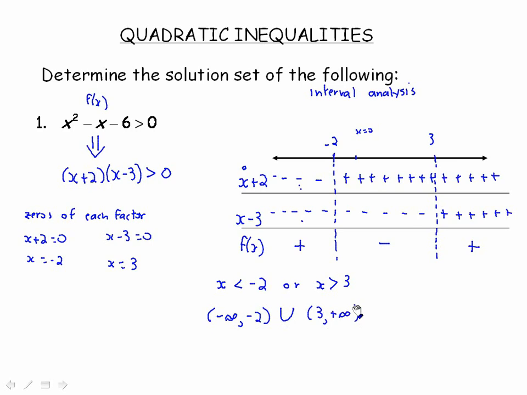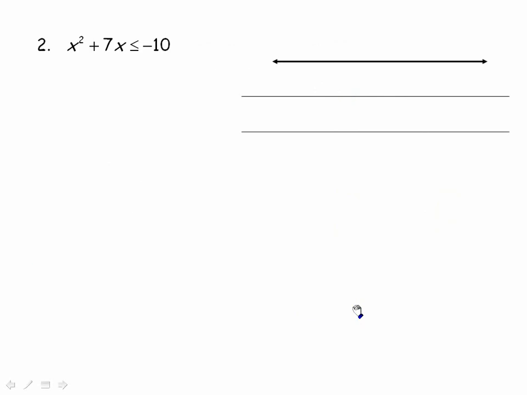Let's do another one, or let's do more than another one. x squared plus 7x is less than or equal to -10. The thing of it is, these ones always have to be set to 0. Reason for that is 0 is the border between positive and negative, and that's what we care about. Not a big deal. We take the 10 over. x squared plus 7x plus 10 is less than or equal to 0.